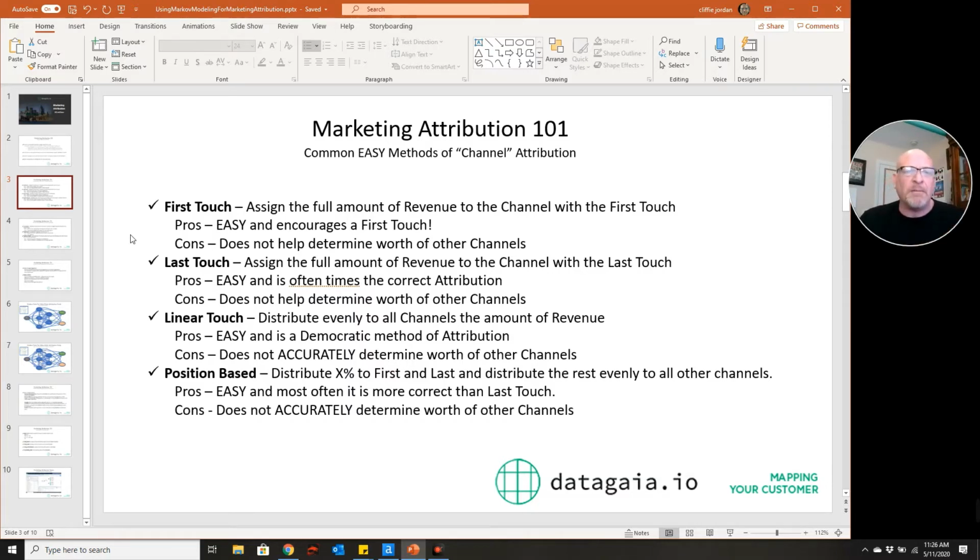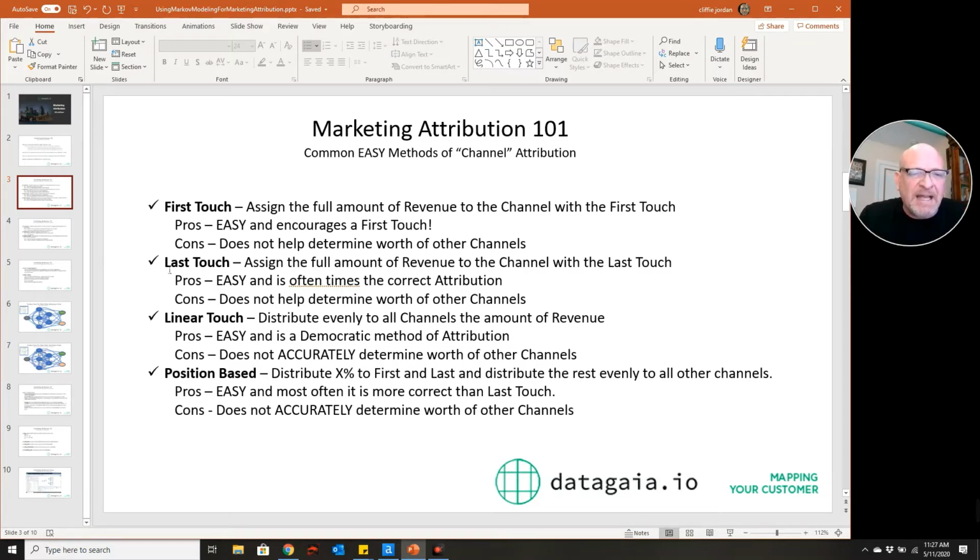Okay. There are pros and cons with this approach. The pro is that it's super easy. You don't need a data scientist to do that type of work. The con is that it's not very accurate, and because it's not accurate, it's not going to help you truly understand the worth of each of your channels.